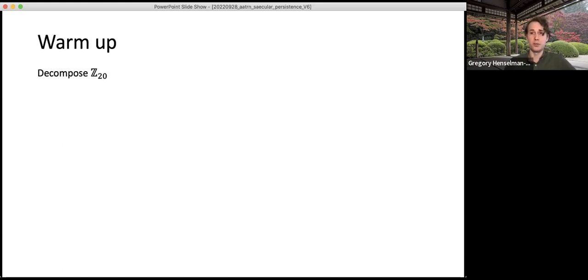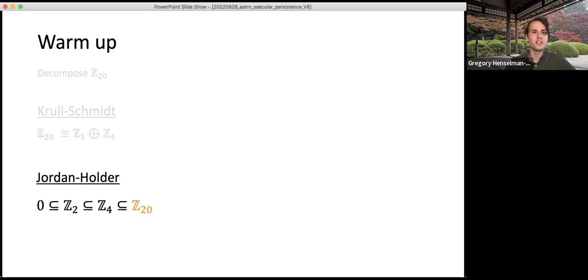Suppose we want to decompose the abelian group Z20. Well, here's the Krull-Schmidt decomposition. Break it down into Z5 plus Z4. And here's the Jordan-Hölder. So remember, the way that Jordan-Hölder works is you find a nested sequence of sub-objects.